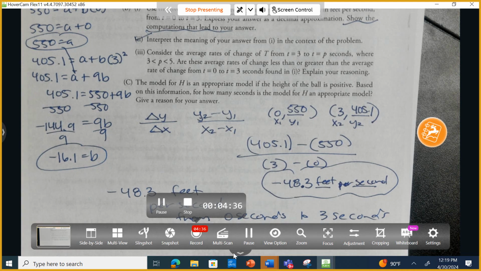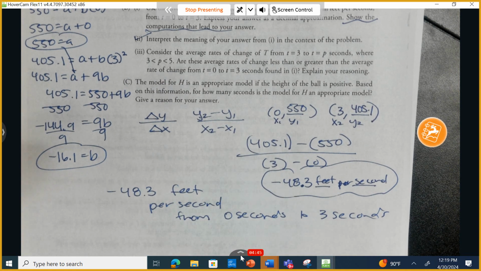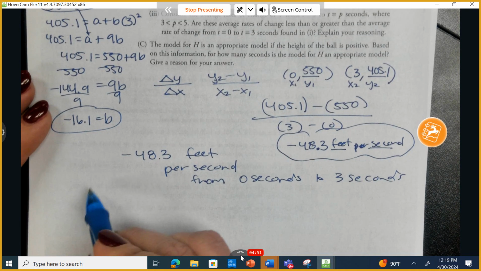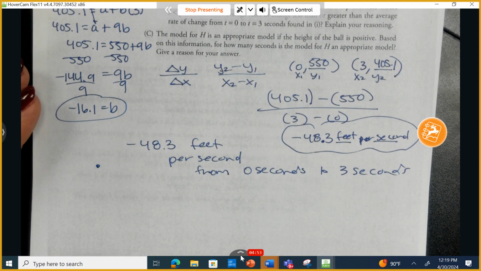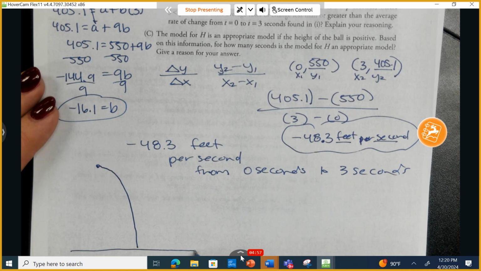Okay, so now we're going to go ahead, and it says consider the average rates of change. We're going to go from 3 to 5. So we're going to calculate the average rate of change, and then we're going to compare it to the other one. So when we think of this, here we go. We're at the top of the building, right? Does everybody agree with that? And this object is going to be going all the way down until it hits the ground.